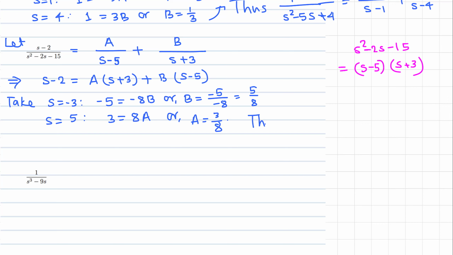Okay, thus this fraction (s minus 2) over (s squared minus 2s minus 15) is a over s minus 5, so 3/8 over s minus 5, plus b over s plus 3, where b is 5/8.